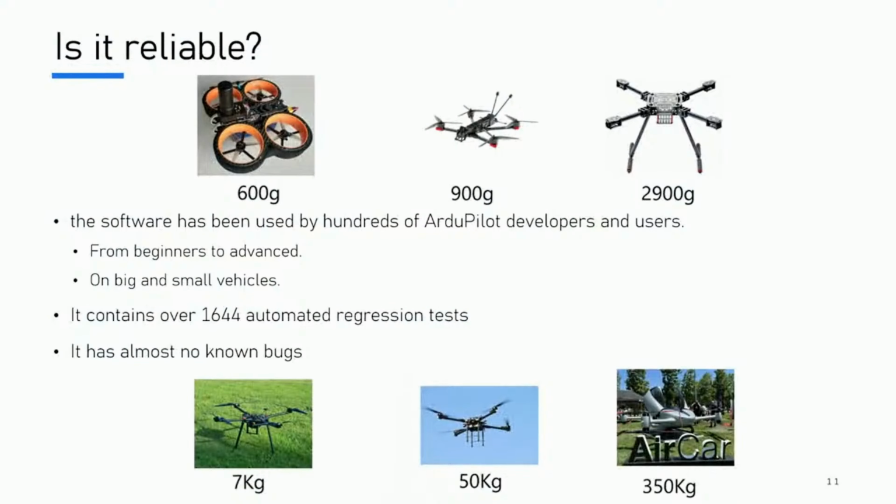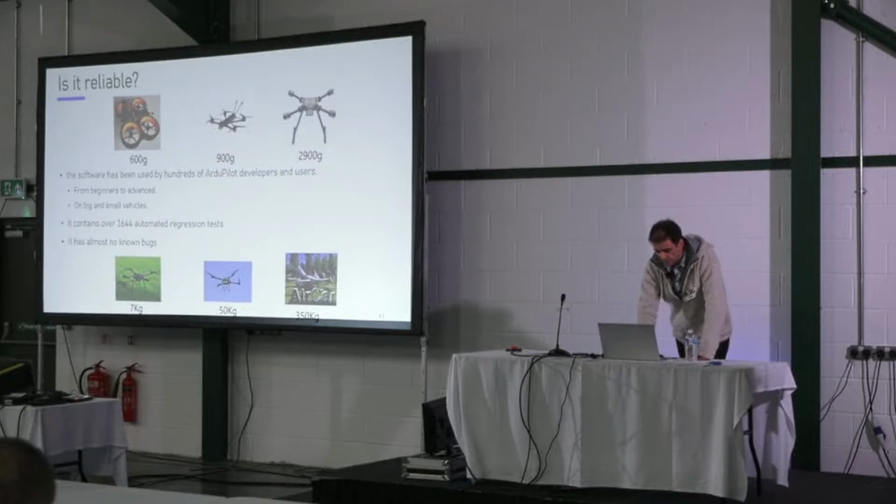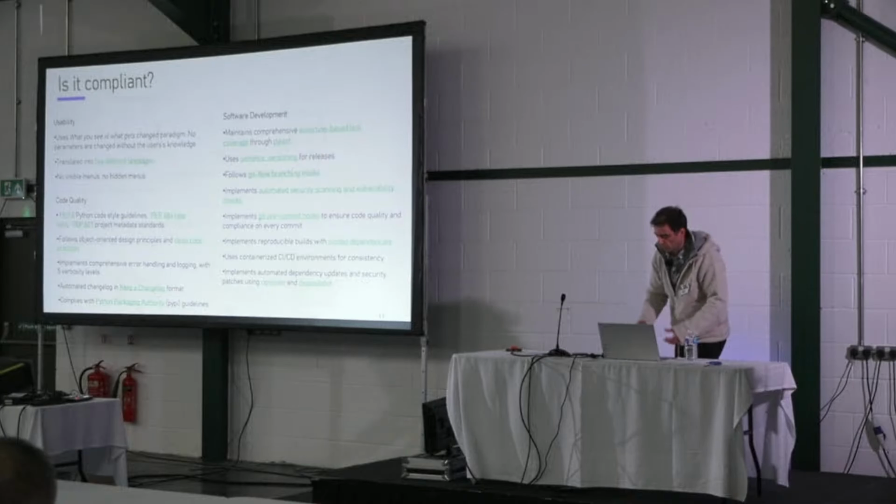So is it reliable? Well, it has been used in a lot of vehicles. We have been growing our user base in the last 18 months, and we have used it on vehicles from 600 grams to 350 kilos. All of them use the same sequence. That same sequence of steps can be adapted to all of these things, and it does work. It's meant for beginners to advanced users, all of them, same sequence, big and small vehicles. It currently has 1,644 regression tests, and currently almost no known bugs.